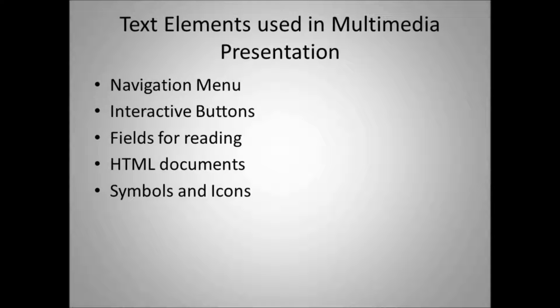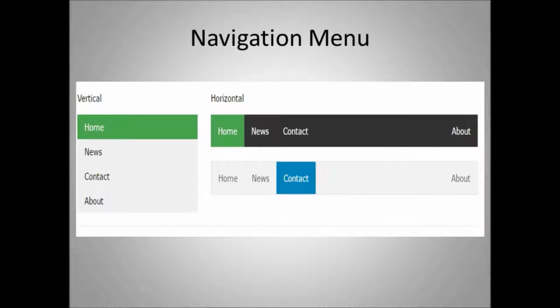There are 5 of these, which is navigation menu, interactive buttons, fields of reading, HTML documents, symbols, and icons. First is the navigation menu. A navigation menu navigates a user through content using a menu. It is a simple menu that consists of a text list of topics.